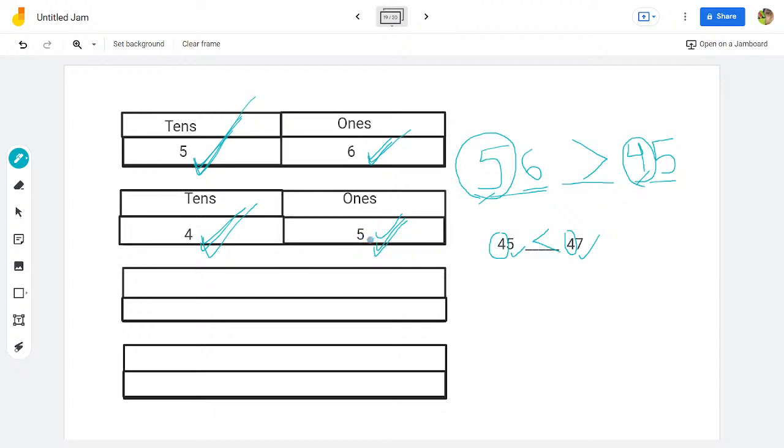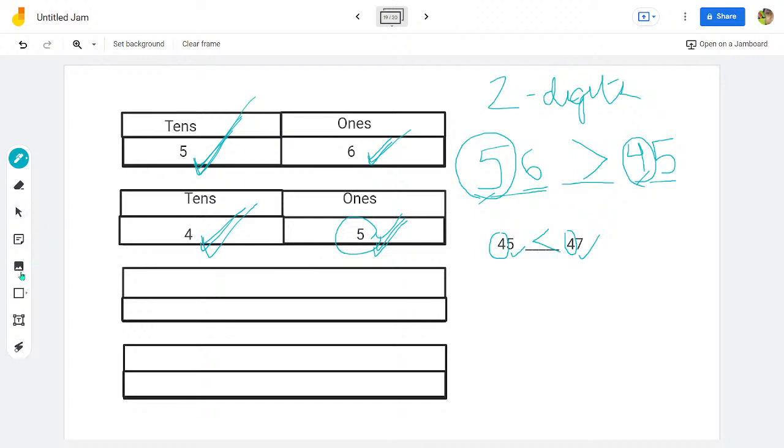हम लोग ones column को तभी देखते हैं जब tens column same हो. Otherwise हम लोग ones columns को ignore करके सिर्फ tens column को ही देखते हैं while comparing two digit numbers. Here we have two digit numbers. These are two digits. इनमें सिर्फ two digits हैं. So for this we are just looking at the tens column.